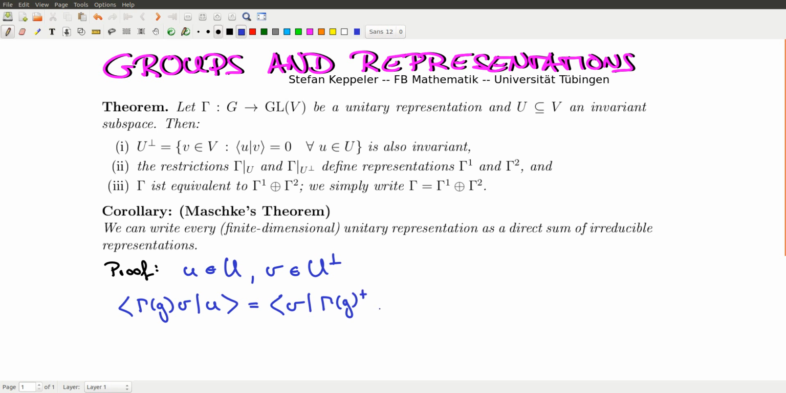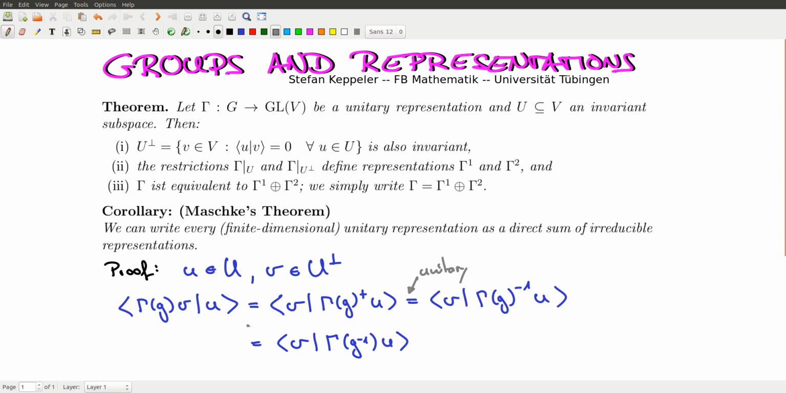This gives gamma of g dagger times u. Now we use that the representation is unitary. So gamma of g dagger is gamma of g inverse. And now we use that it's actually a representation. So we have gamma of g inverse times u. Okay, so here we used that it's a unitary representation, and here we used that it's a representation at all.